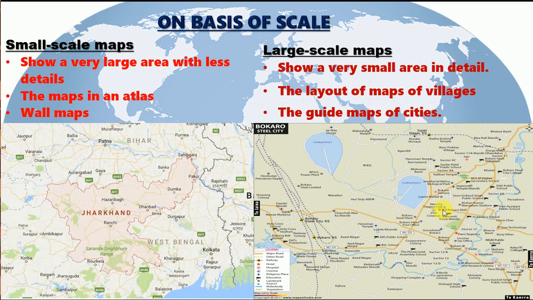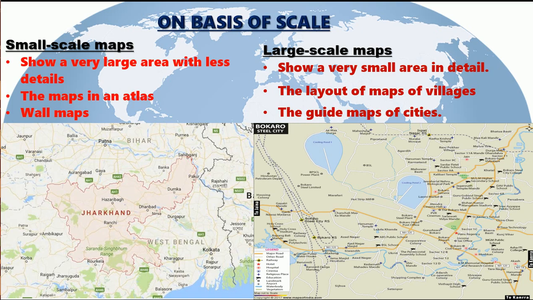The Bokaro Mall, PVR cinemas, the schools, Jagannath Temple and other schools like MGM. Every bit of detail is shown here. And as you can see, the icons over here: the major road, other roads, railway, hotel, hospital, cinema, each and every single detail is shown through a large scale map. Okay, this is the difference between a small scale map and a large scale map.